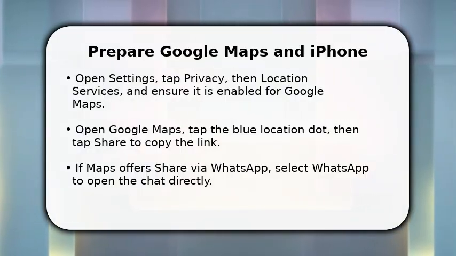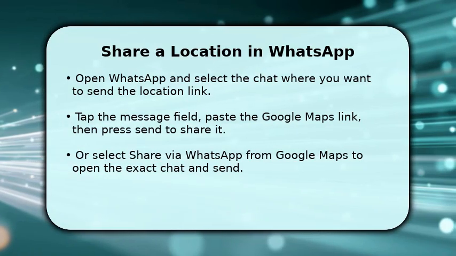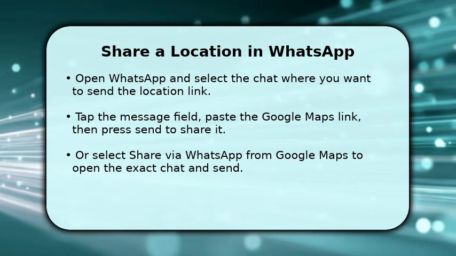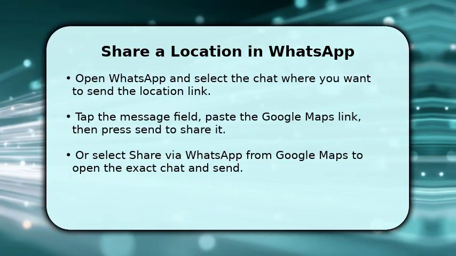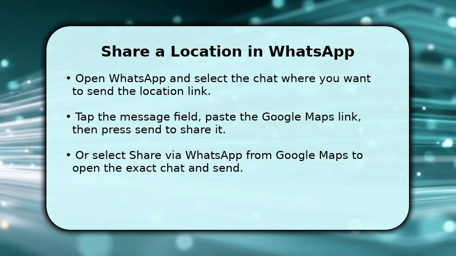Open WhatsApp and select the chat where you want to send the location link. If you used Copy Link, tap the message field and paste the Google Maps URL into the chat box. Confirm the link preview appears and then press Send to share it.